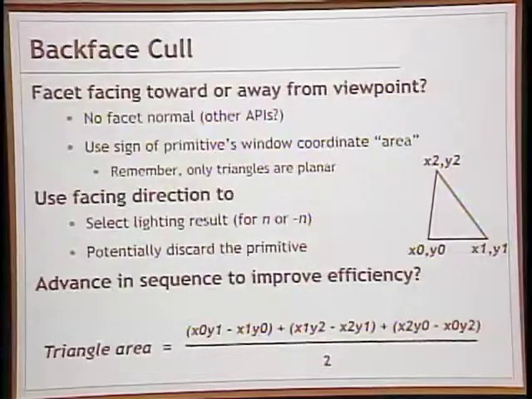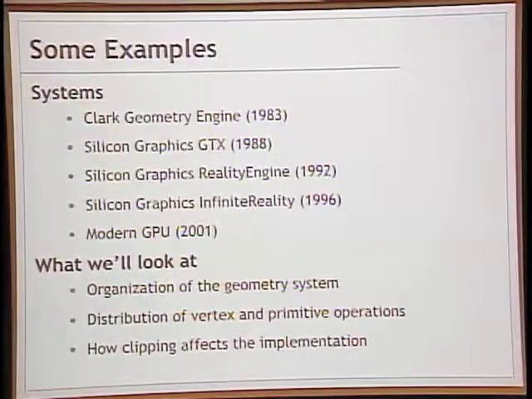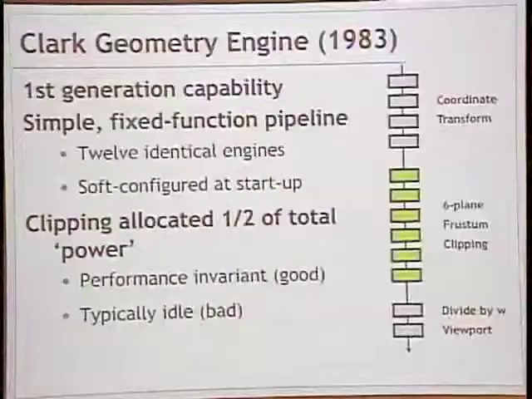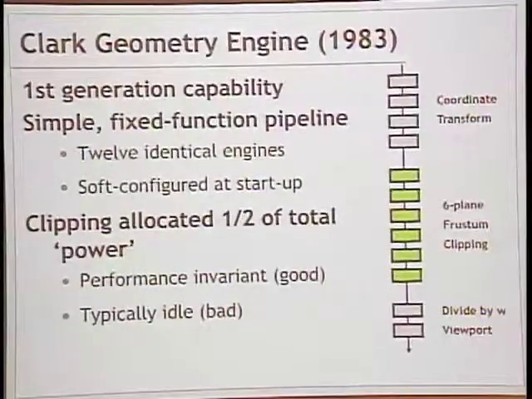Okay. So I'm going to have to skip this, unfortunately. Okay, we'll go through this really fast. So this is sort of historical machines right here and how they organize their vertex units, which is kind of cool. Okay, so this was Jim Clark's geometry engine, so early SGI sort of stuff.